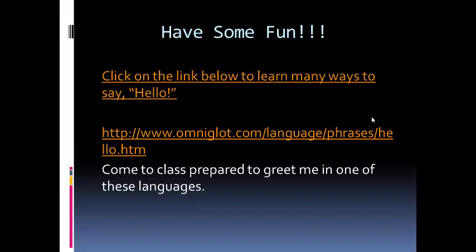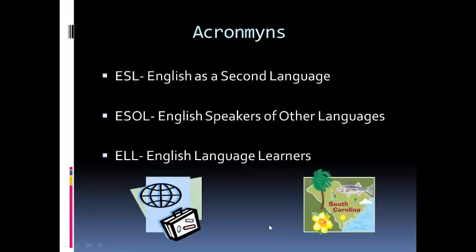On our first slide, you can click and learn many different ways to say hello. So just for fun, spend a few minutes doing that. You can click on the different languages. A little box will pop up in the upper left-hand corner, and you can hit play and hear people speak these various languages. Come to class prepared to greet me in one of the languages that you enjoyed.